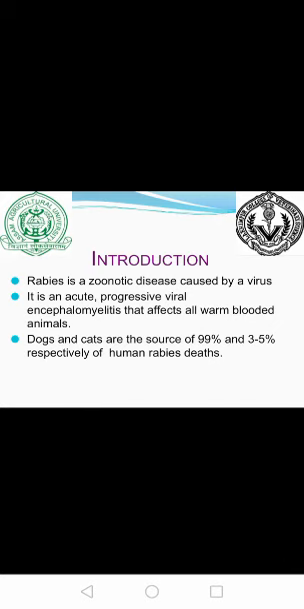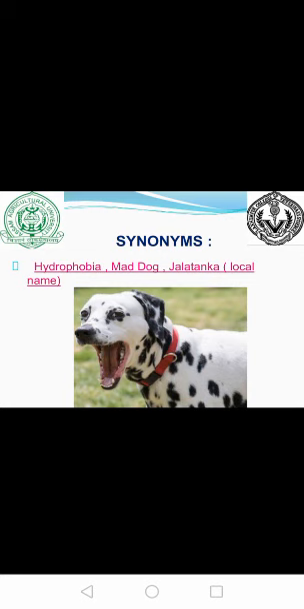Introduction. Rabies is a zoonotic disease which is caused by a virus. It is an acute, progressive viral encephalomyelitis that affects all warm-blooded animals. Dogs and cats are the source of 99% and 3 to 5% respectively of human rabies deaths. Here are the synonyms of the disease: hydrophobia, which means fear of water, and mad dog, and jalatanka, which we call it in our local language.